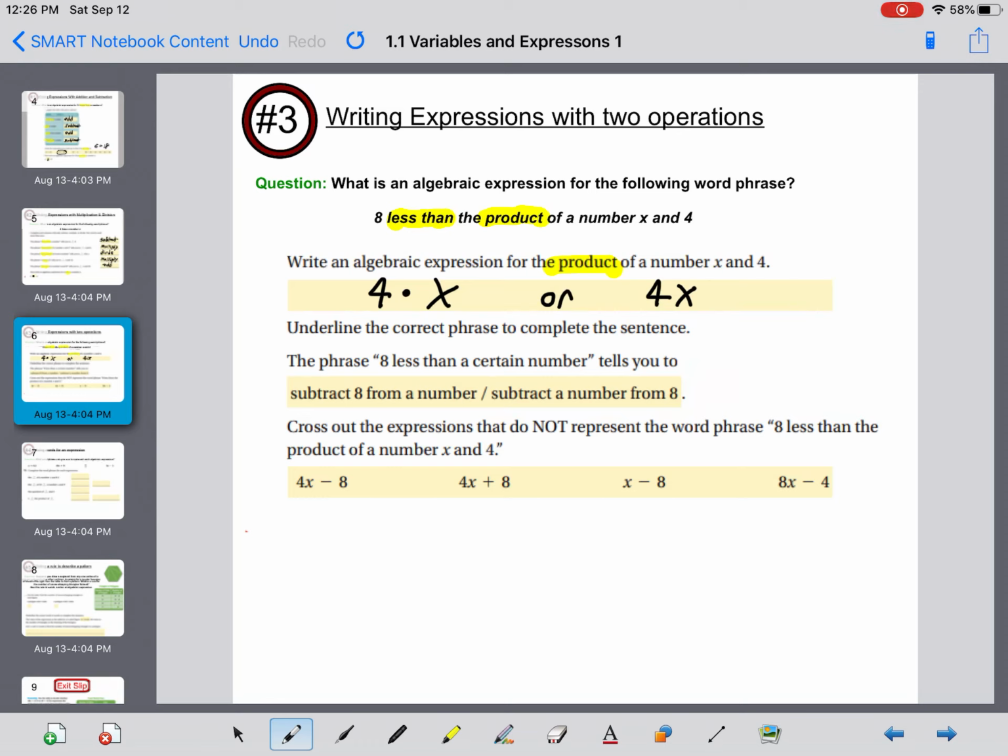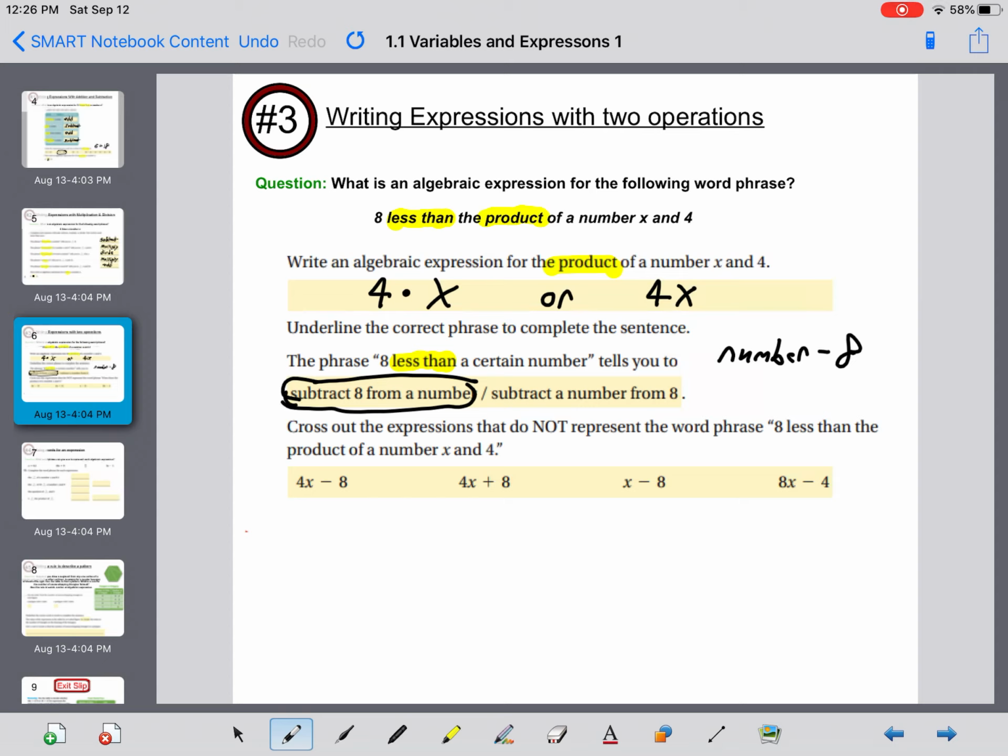The phrase 8 less than a certain number tells you to subtract 8 from a number, or subtract a number from 8. 8 less than a number means I'm taking away 8 from that number. So it would be any number minus 8. So I am subtracting 8 from a number.